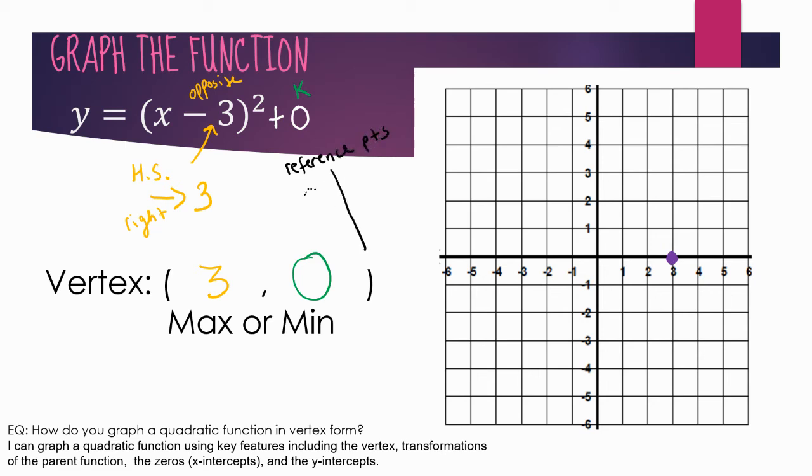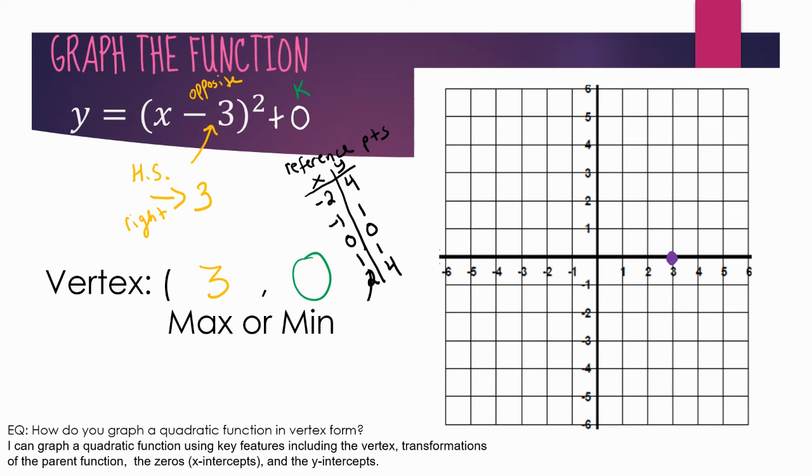Okay, so I'm just going to do it on a little t-chart here. So we knew we went left 2, we went up 4. We went left 1, we went up 1. We went 0, we stayed 0. We went right 1, we went up 1. Right 2, we went up 4. So those are your reference points. So you're going to do that same exact pattern.